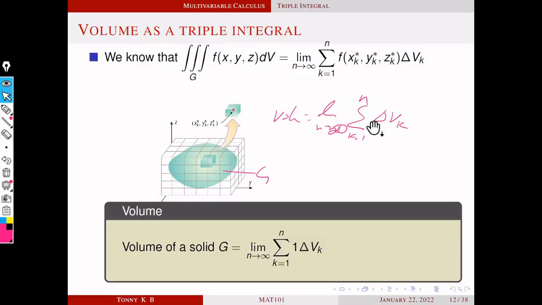So what is our function? Here the function is 1, right? So what is the equivalent triple integral form of this representation? In this case, our f of xk star, yk star, zk star is 1. That means our function is throughout 1. So this infinite sum is of the form triple integral over G of 1 dV. So we can find the volume of a solid G using this formula, triple integral over G of 1 dV.